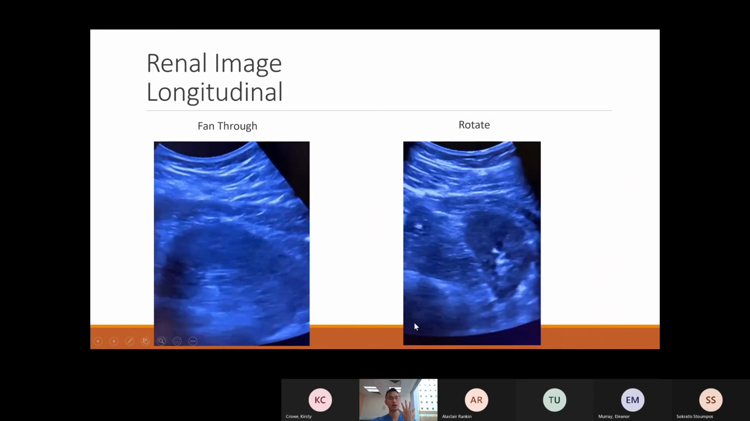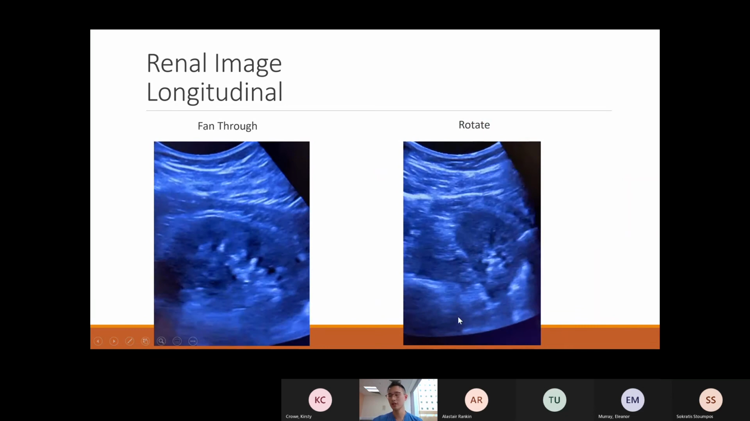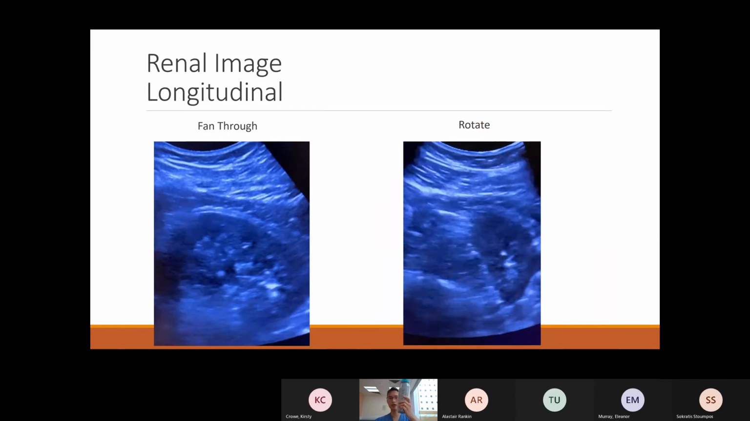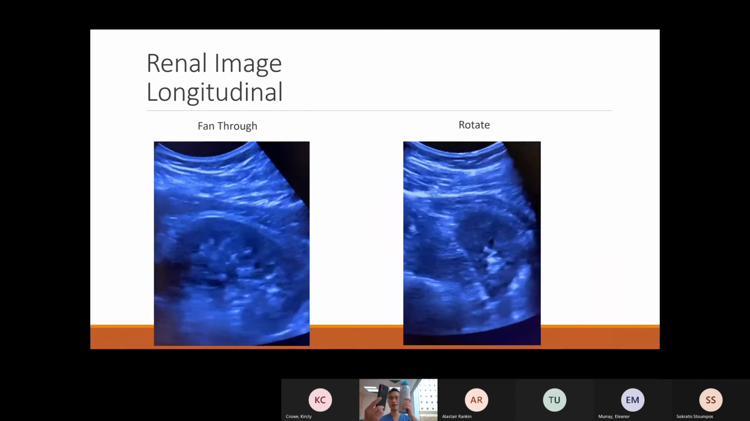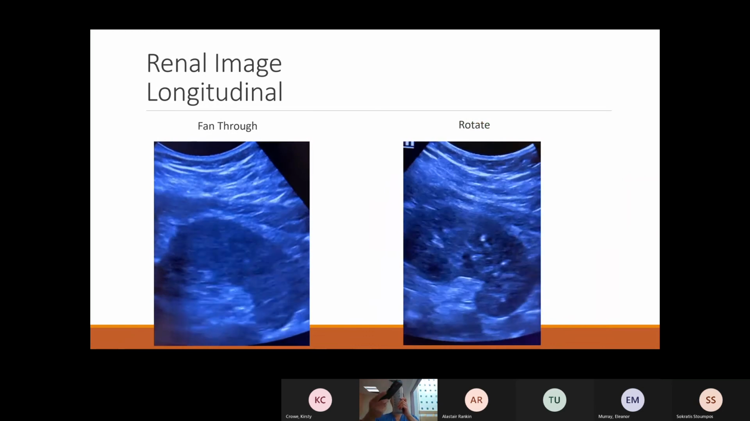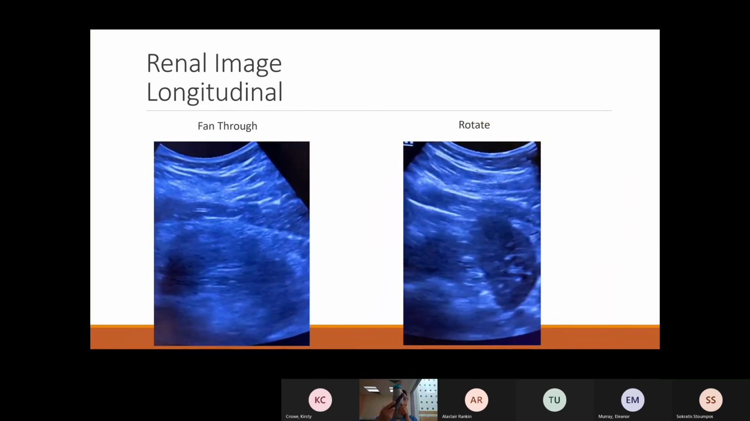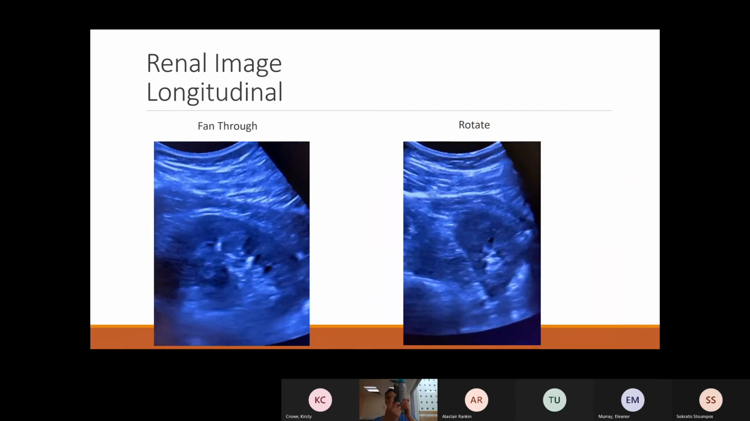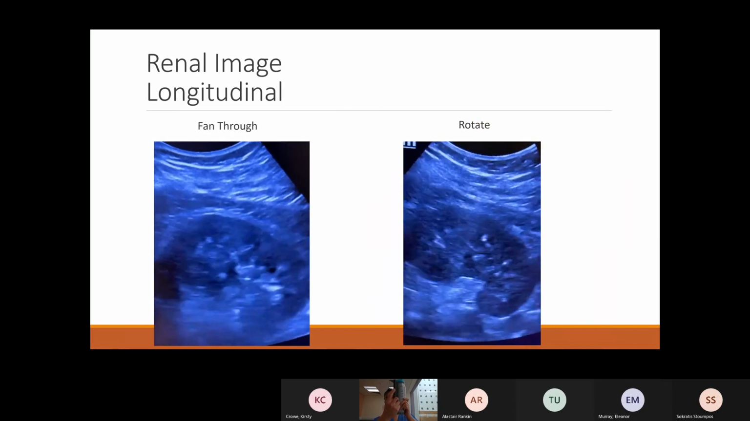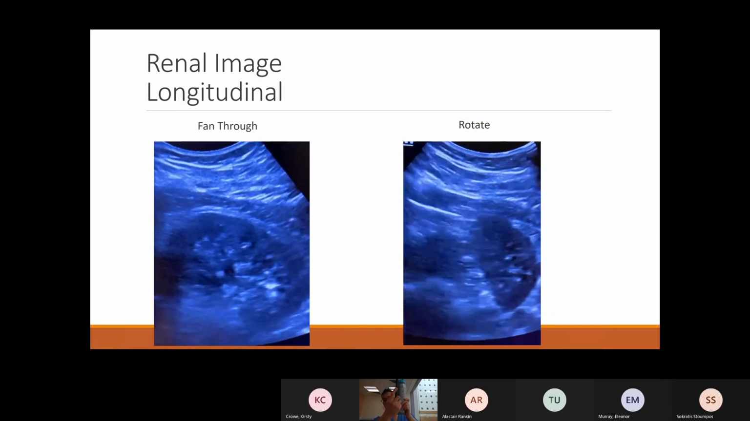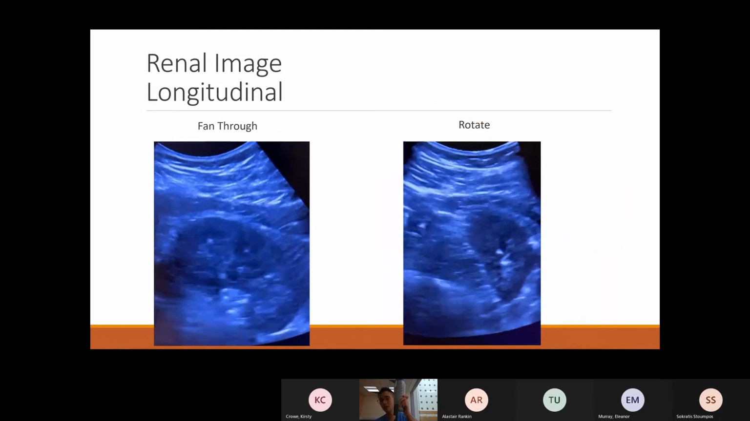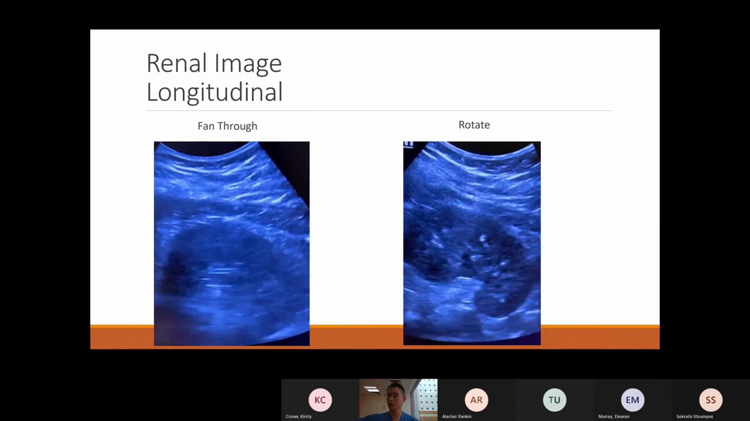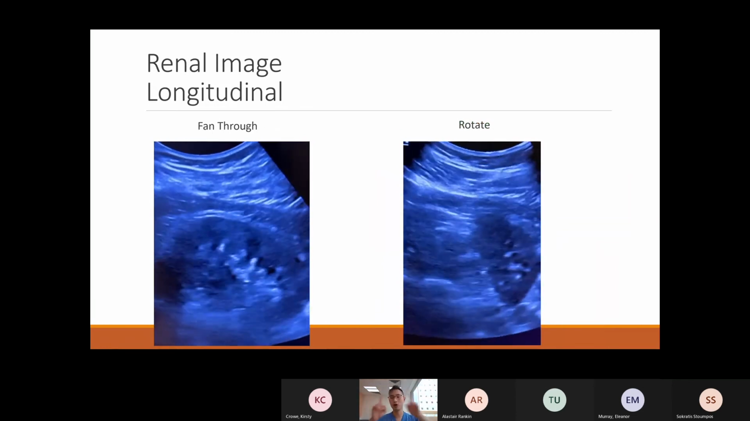Rotating here as well is important, because if this is my kidney, if you look at my screen just now, this is my kidney and this is my probe plane. If I have the plane of the probe like this, that is not representative of the true length of my kidney. I have to rotate my probe until the plane matches the same plane as the one going through the inferior as well as the superior pole of the kidney. So you need to do a combination of fanning and rotating in order to find the longest plane of the kidney.